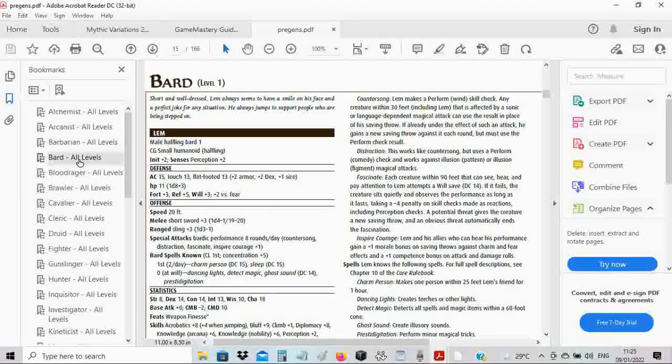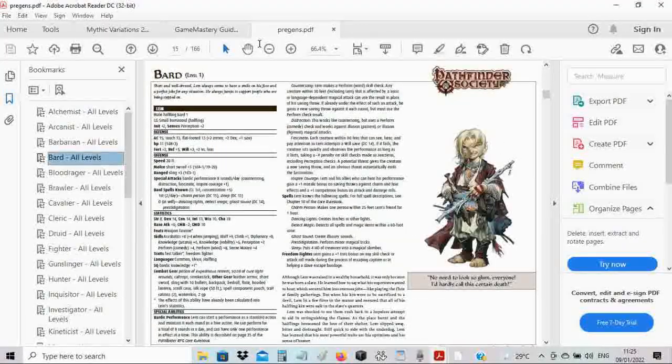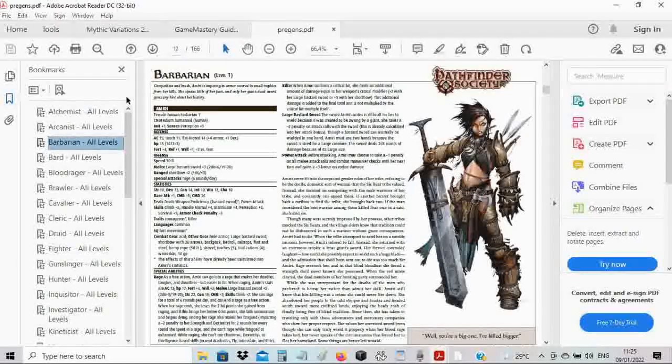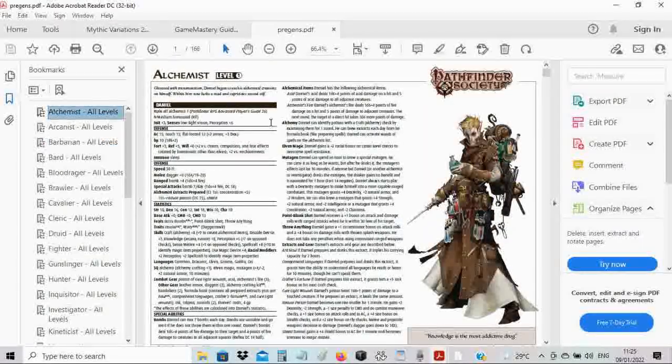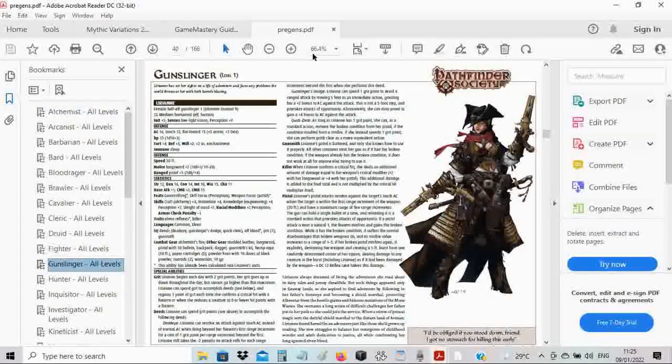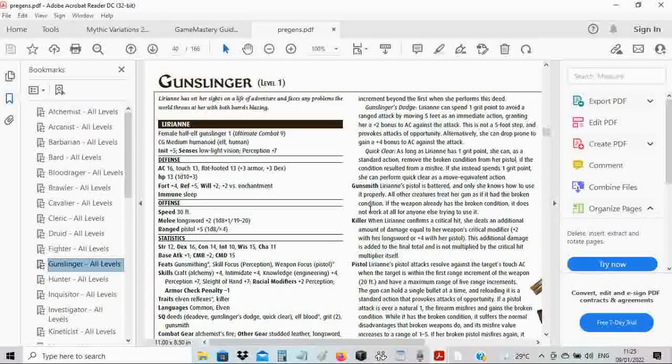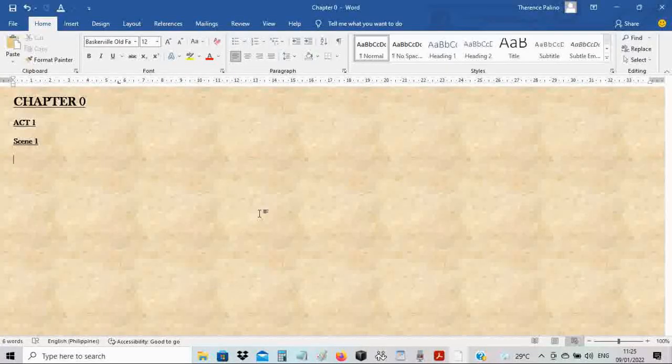But yes, this time we'll be using Lem, the halfling bard, Amiri, the barbarian woman, Damiel, the half-elf alchemist, and Lyrian, the half-elf gunslinger. So we'll start the story as the heroes are looking for a tavern where the rest of the party can stay.